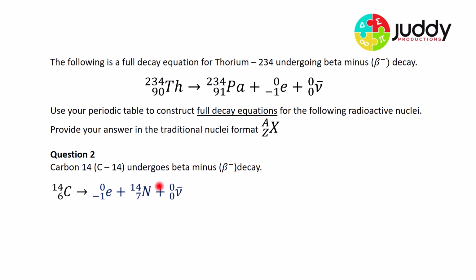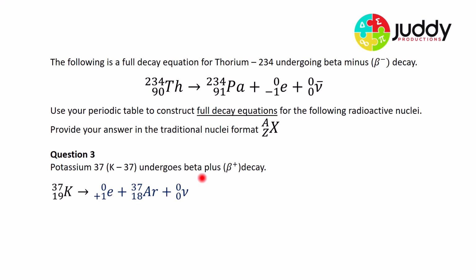And of course, you must state the antineutrino also to demonstrate a full decay equation. 1 mark for the beta minus particle, and 1 mark for both the nitrogen-14 and the antineutrino. Question number 3, potassium-37 undergoes beta plus decay. So here's our beta plus, it's a positron. It's got an atomic number of +1, so 19 when it ejects a positron actually drops down to 18.